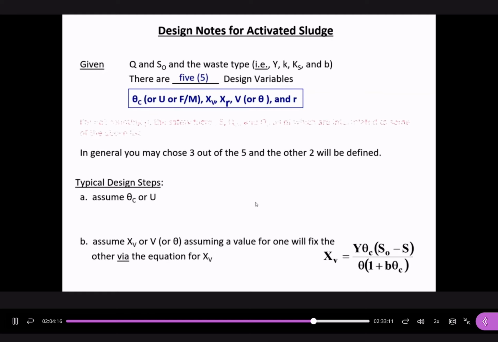And R, the recycle ratio. I'm not counting U, safety factor, S, QW, QR. All these are interrelated to some of the above. So in general, you may choose 3 out of 5, and the other 2 will be defined. Okay, so 3 out of the 5, and you determine the other 2. Typical design steps: assume theta C or U, or F to M ratio, or safety factor.